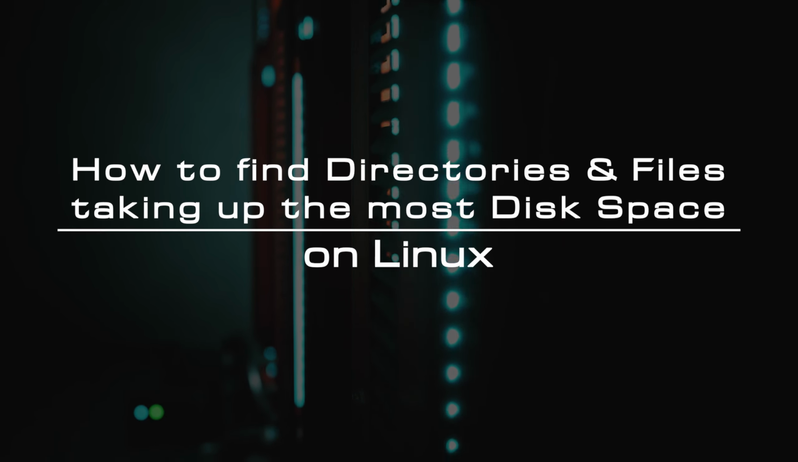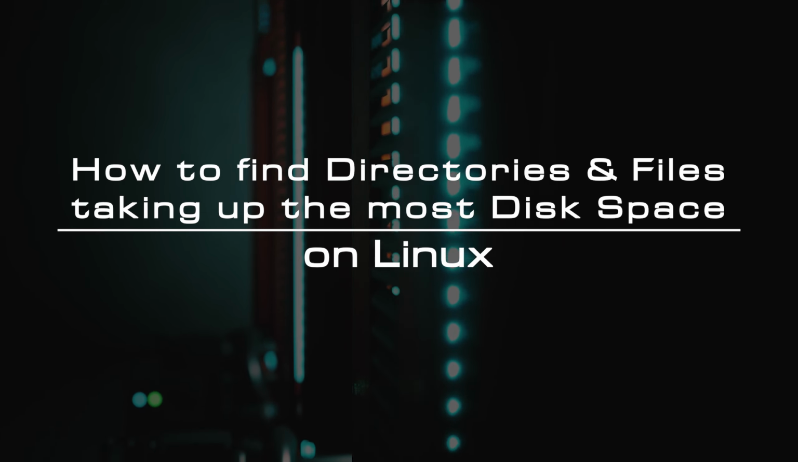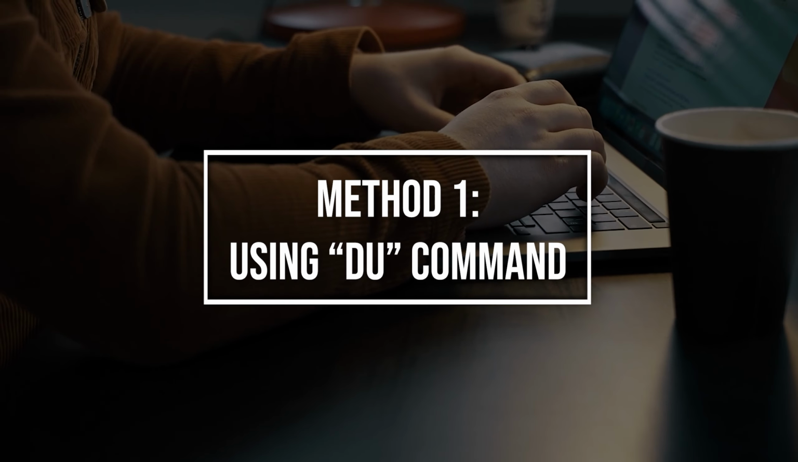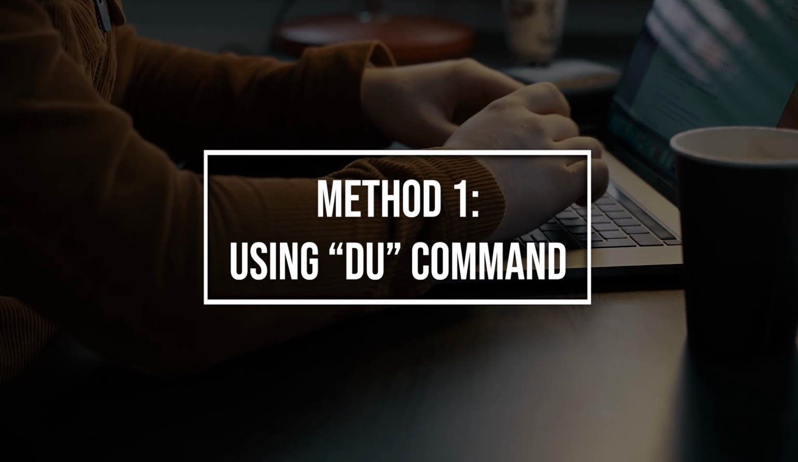Today, we will show you how to find directories and files taking up the most disk space on Linux. The du command allows you to check disk usage from the command line. Used alone, it will recursively go through each child directory and show its size. However, if you pair it with a few other commands, you can narrow down your search. The following command will show the top directories, which are eating up more disk space.